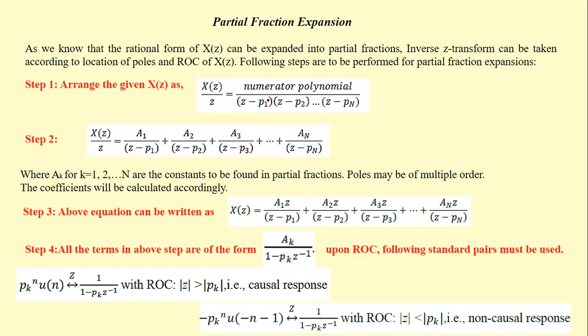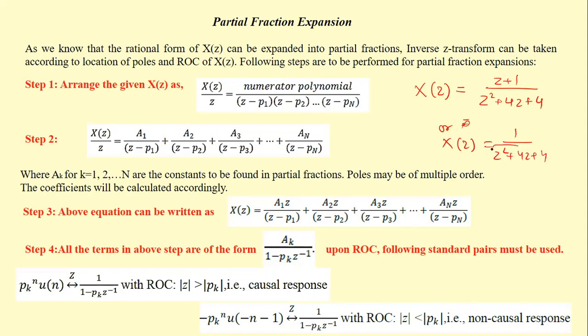Then we have the partial fraction expansion method, right? In this method, we may have X(z), the z transform of any sequence, like this: z plus 1 divided by z square plus 4z plus 4, right? Or we may have X(z) like this: 1 by z square plus 4z plus 4.